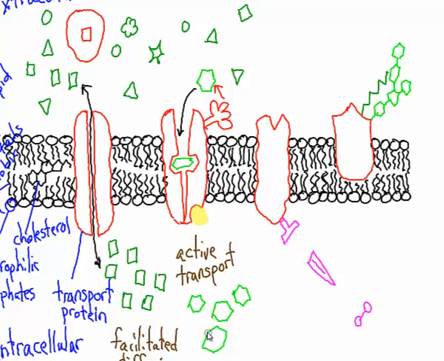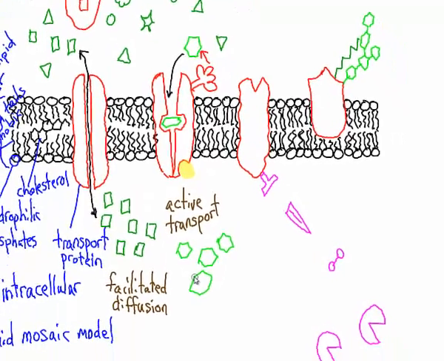The next protein in line, notice it doesn't have an opening that goes all the way through the protein, so it's not a transport protein. Instead, the job of this kind of protein is to receive messages. It's going to receive signals from some other cells. So we're going to call this a receptor protein, or a receptor.